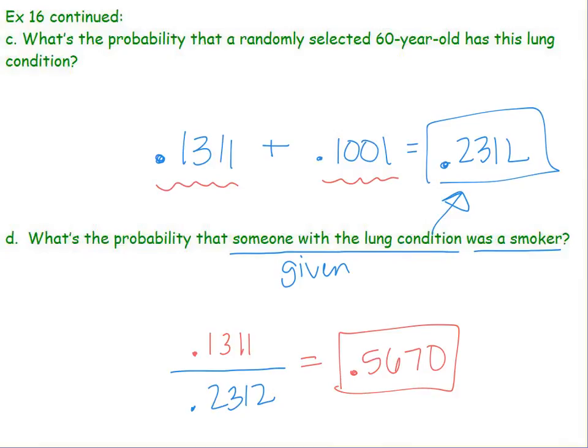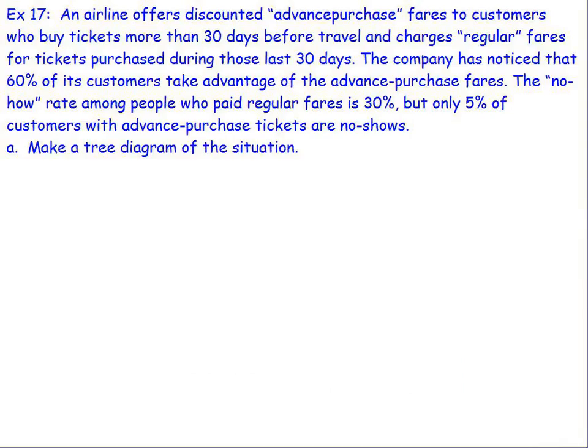So we're going to look at another one. An airline offers discounted advanced purchase fares to customers who buy tickets more than 30 days before travel and charges regular fares for tickets purchased during those last 30 days.